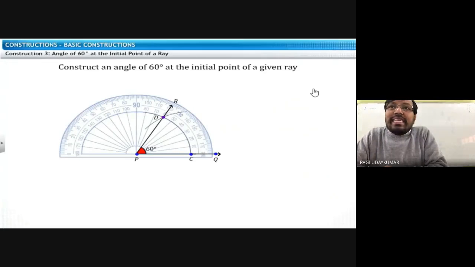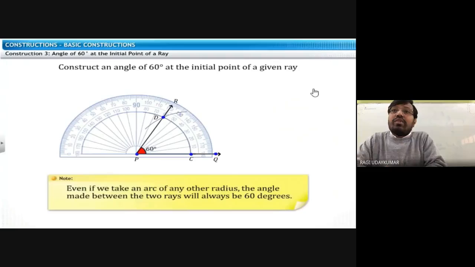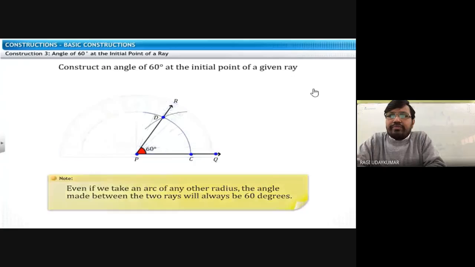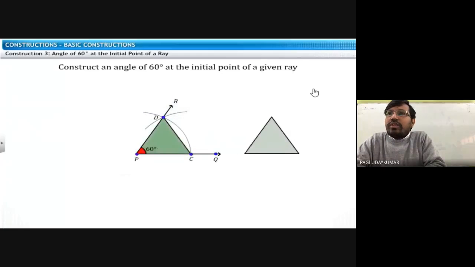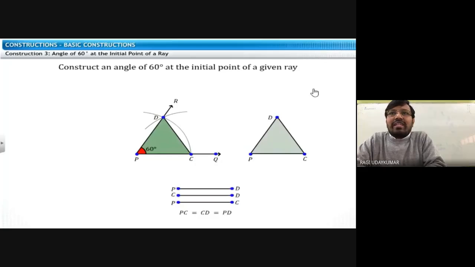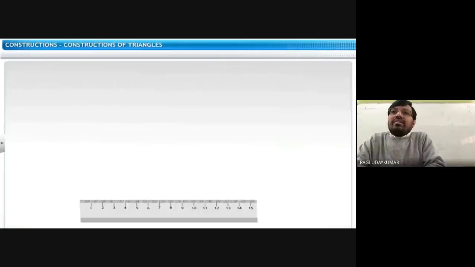And how do we get 60 degrees? Observe that triangle PCD is an equilateral triangle. In an equilateral triangle, okay, I will show it to you in a video very clearly. Draw the line. What is that triangle? It will be an equilateral triangle. All three lengths are equal. So it is an equilateral triangle. In an equilateral triangle, all the angles are equal to 60 degrees. Therefore, the angle is a 60 degrees angle. So you can construct a 60 degrees angle in this way.